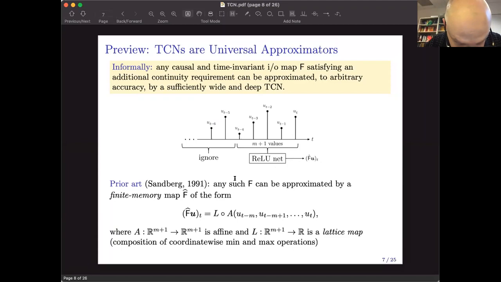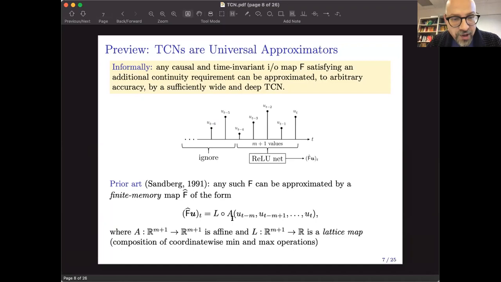And again, I really want to emphasize the contribution of Irwin Sandberg, who in 1991 actually showed that any such F can be approximated by a finite memory map F hat of the following form. It's a composition of an affine map and a lattice map. So basically all the affine processing is done first. And then on top of that, you have finitely many applications of coordinatewise mins and maxes. Again, you can rearrange this and treat this as a ReLU map. And the reason why I would call it a convolutional map is the linear operations are implemented by convolutions, the nonlinearity is implemented by ReLUs.